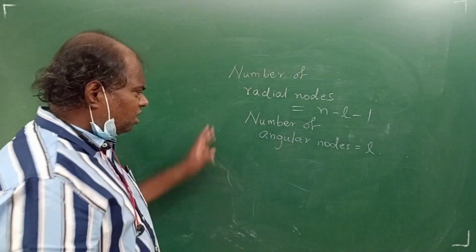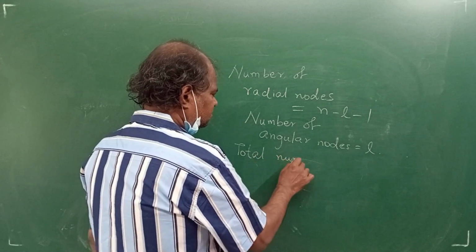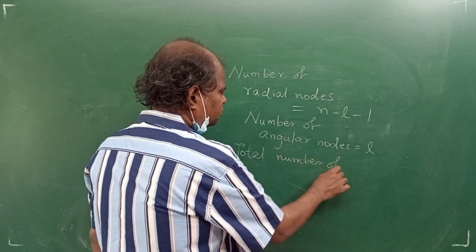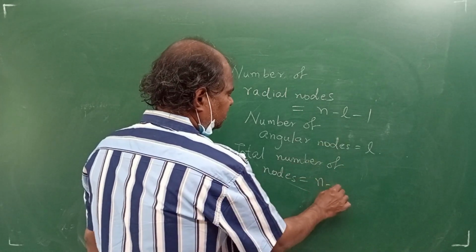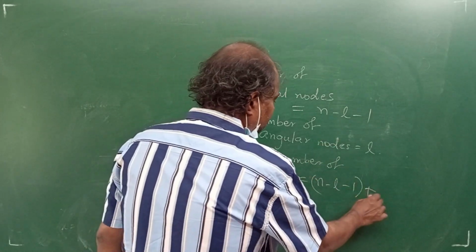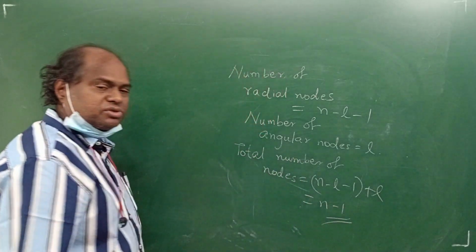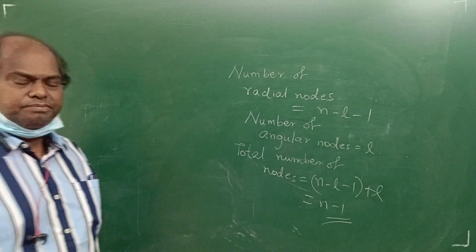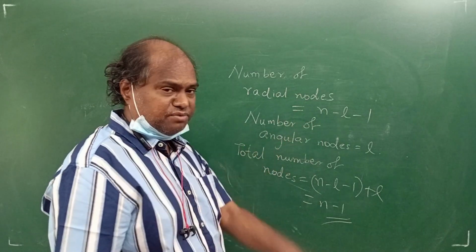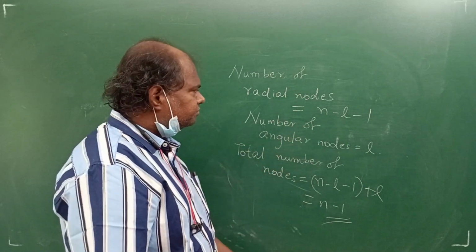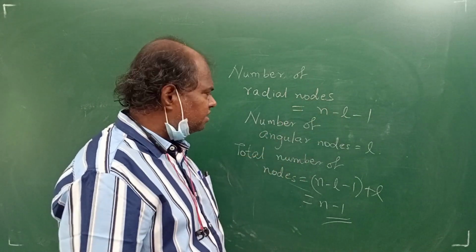And the total number of nodes? If you want the total number of nodes, you add up these two: n minus l minus 1 plus l. You will get the answer n minus 1. This is the total number of nodes. So this is the formula. Please remember, this is very important. Nodes are those points where you can't find the electron. Radial nodes: n minus l minus 1.